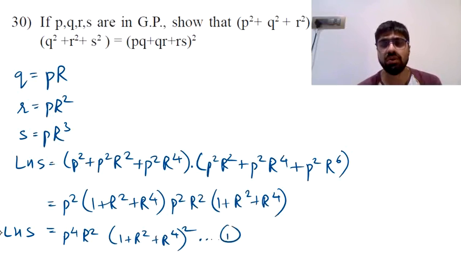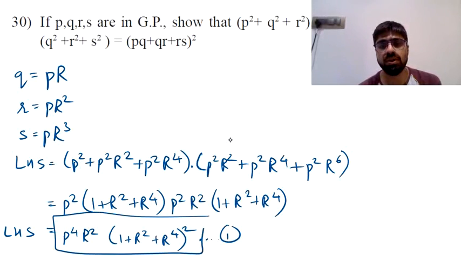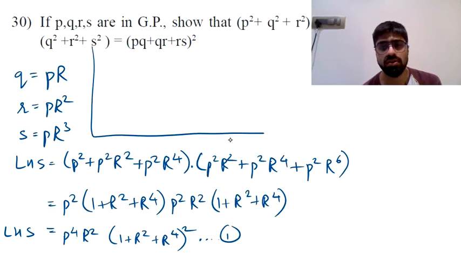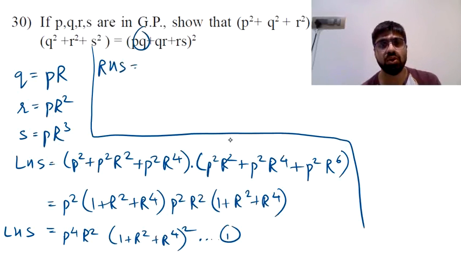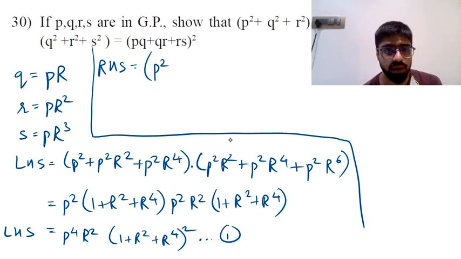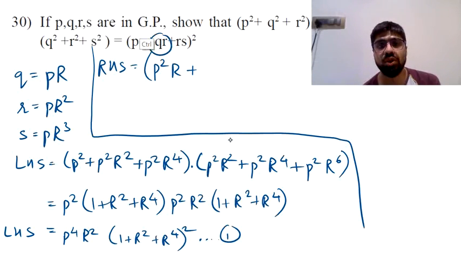We can mark that as equation 1, and we will now try to evaluate the right hand side, and we will see that the right hand side will also get evaluated to the same expression. So let's try evaluating RHS here. So the right hand side is PQ. So Q was already PR, and if you multiply it further with P, the first term becomes P square into R. So PQ became P square into R, then we have Q into R.